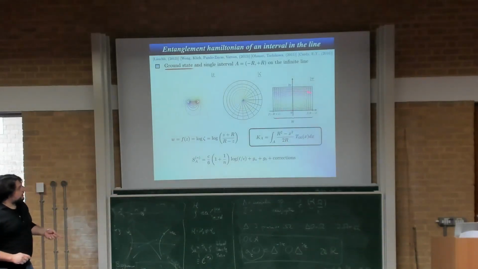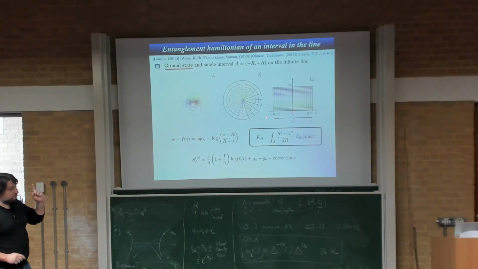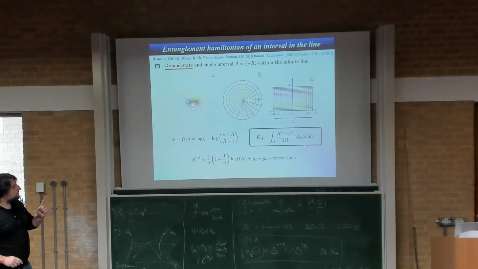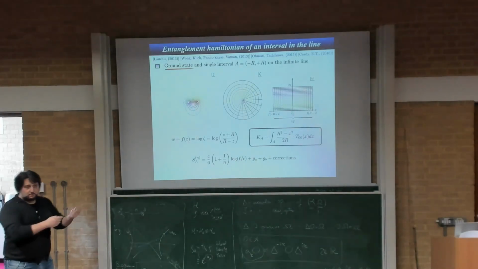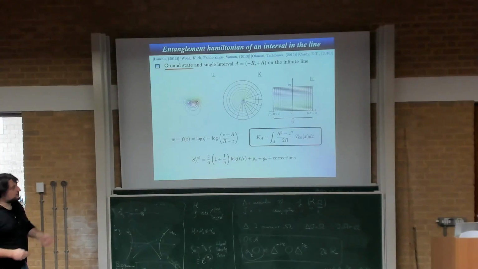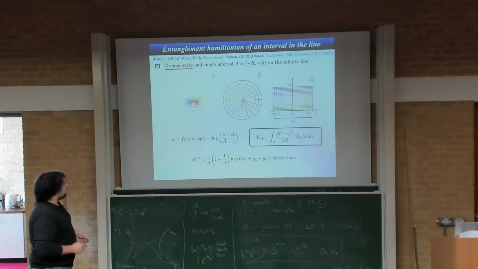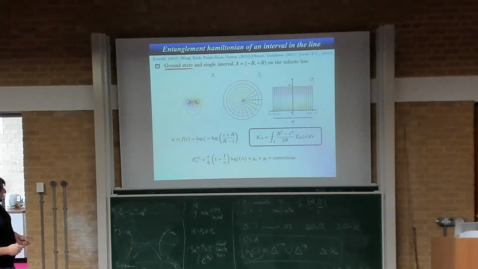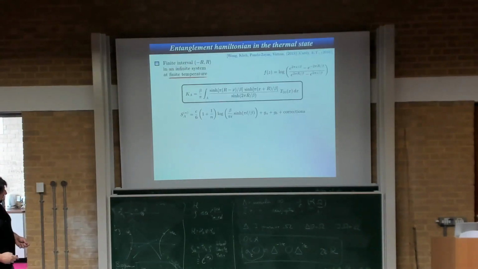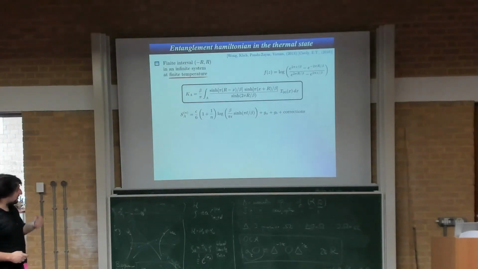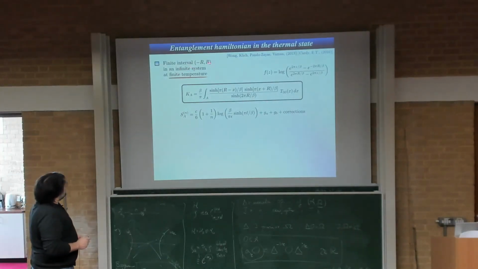If you start from the physical Hamiltonian here, because of the map, you get this parabola. This is the Hislop-Longo result, T00, for the ground state of a single interval in the infinite line. The case I want to study is this one: a single interval, infinite system, at finite temperature.